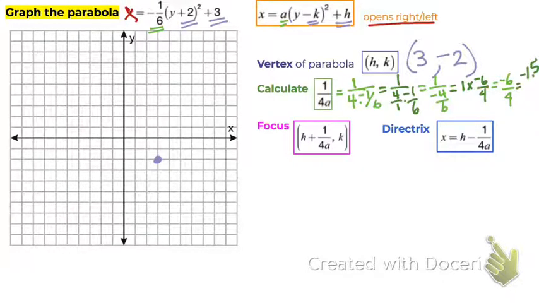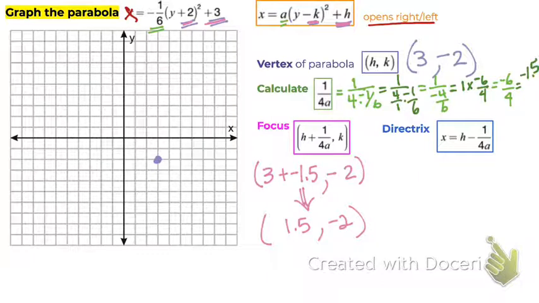So now let's use that to find the focus and the directrix. So the focus is a point, and the x-coordinate is h, which is the 3, plus whatever 1 over 4a is, which we said is negative 1.5. And then the y-coordinate is k, whatever is subtracted there, which was negative 2. So if we simplify that, we get 3 plus negative 1.5 is 1.5, and then negative 2. So let's plot that. It's right here. So this is our focus.